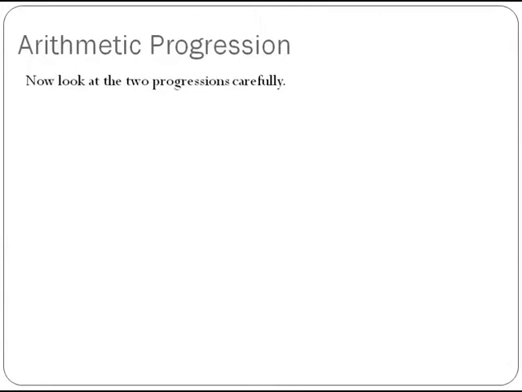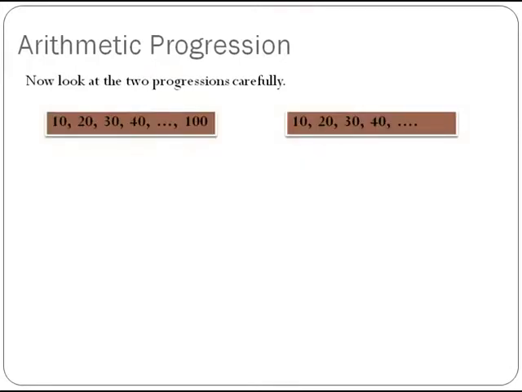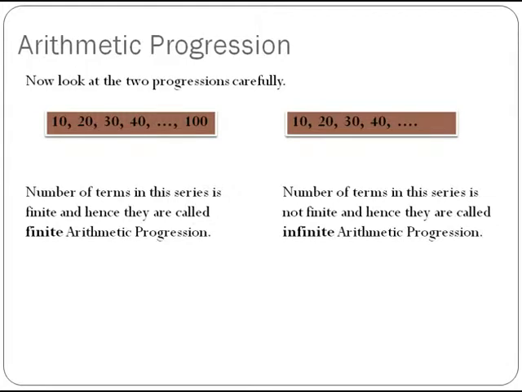Now look at the two progressions carefully. The first one is 10, 20, 30, 40 up to 100 and the second one is 10, 20, 30, 40 and so on. What difference do you find here? The first term is the same and even the common difference is the same. In the first one, on the left side, the number of terms is finite and hence it is called a finite arithmetic progression. And in the series on the right, the number of terms is not finite and hence it is called an infinite arithmetic progression.